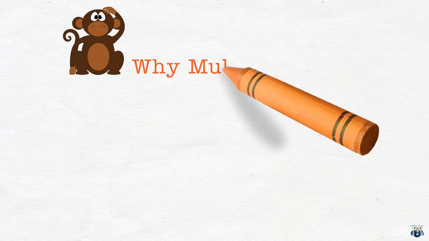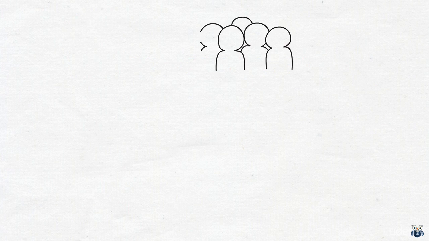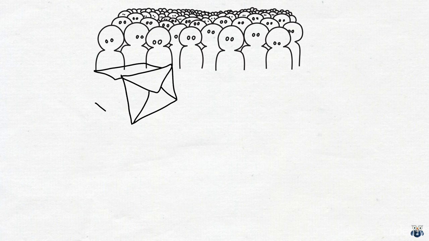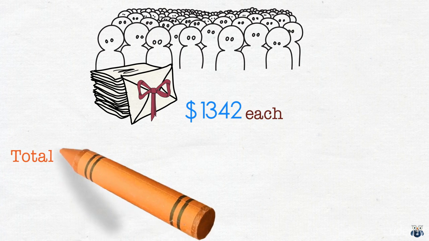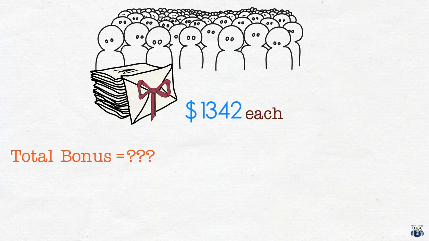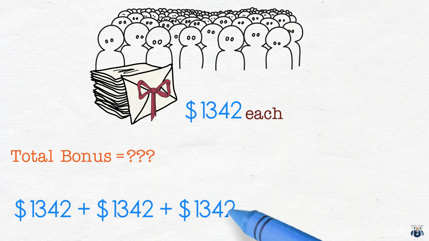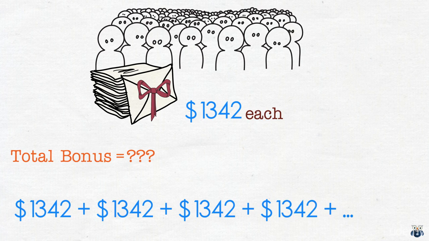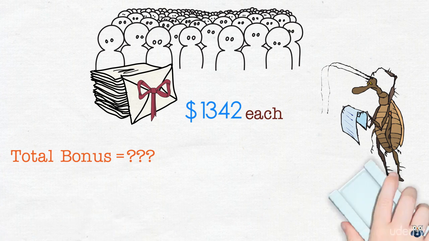But the above example did not really demonstrate the power of multiplication. So let's look at another example. The top 100 performers of company X got a bonus of $1,342 each. What is the total bonus amount paid by the company? If we try to solve this with addition, it would mean adding 1,342 100 times. That would be time consuming, very time consuming.